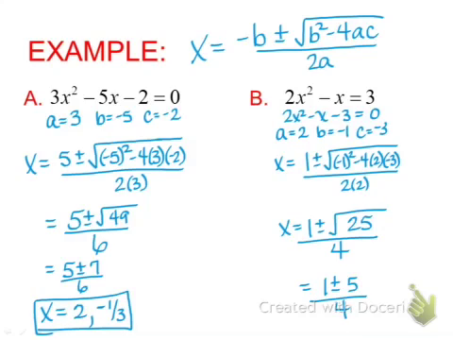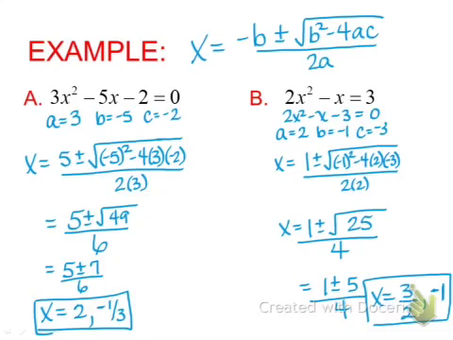So let's get our two solutions here. 1 plus 5 is going to give me 6. 6 over 4, I'm going to reduce that to 3 halves. The second solution that I have is 1 minus 5, which is a negative 4, divided by 4 is a negative 1. So my two solutions to this would be 3 halves and negative 1.